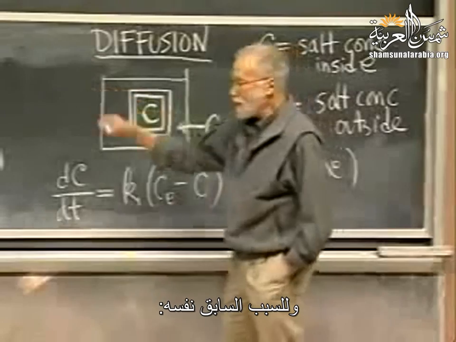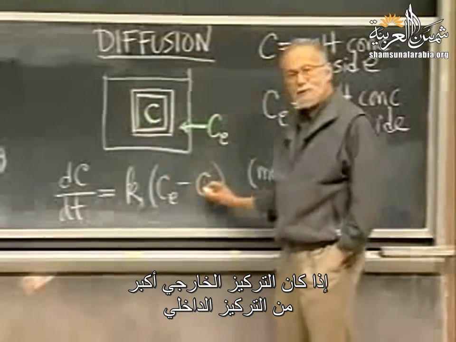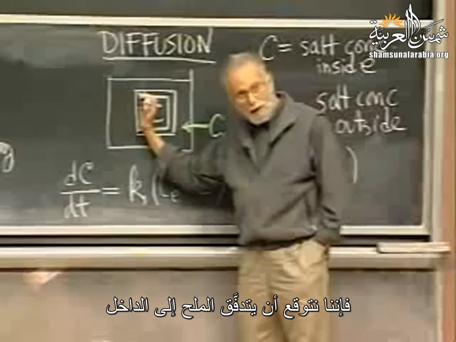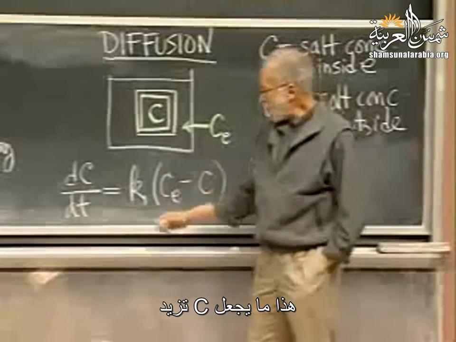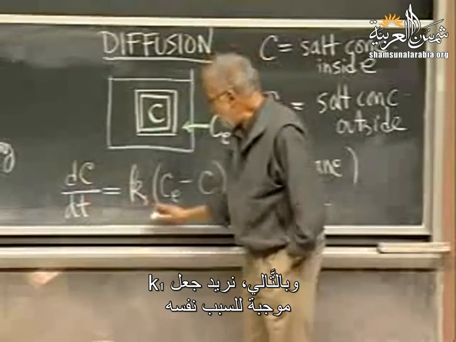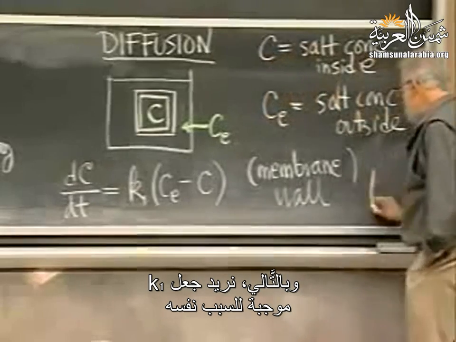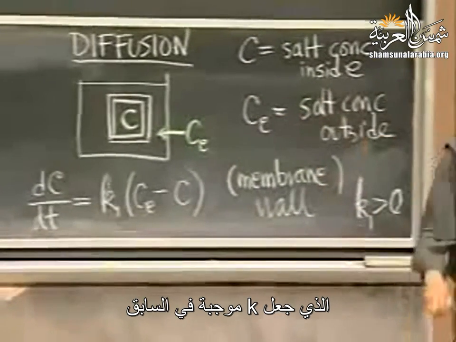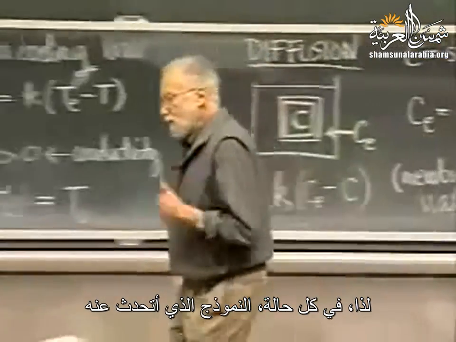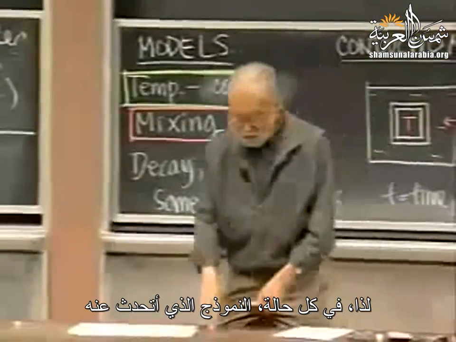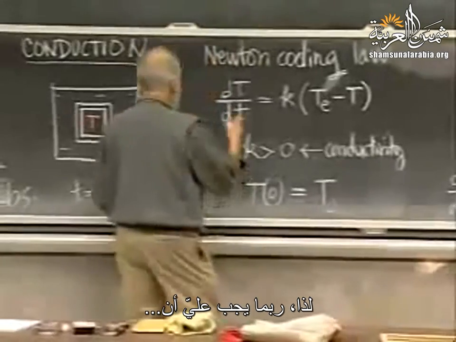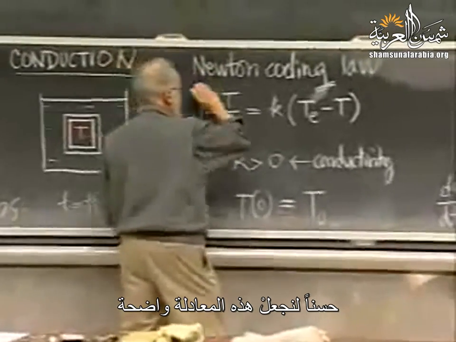And for the same reason as before, if the external concentration is bigger than the internal concentration, we expect salt to flow in. That will make C rise. It will make this positive, and therefore we want K1 to be positive for the same reason it had to be positive before. So in each case, the model that I'm talking about is the differential equation. So maybe let's make that clear.